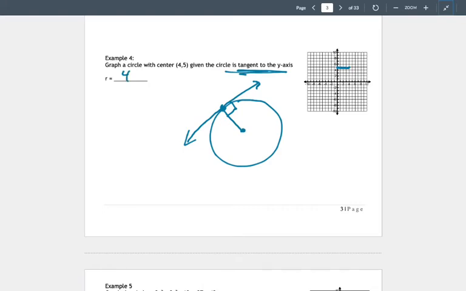And then, you know, your radius is 4, so you can draw the rest of that circle. So it should look something like that. That's a circle with a center at 4, 5 that's tangent to the y-axis. So it's touching the y-axis in exactly one point.